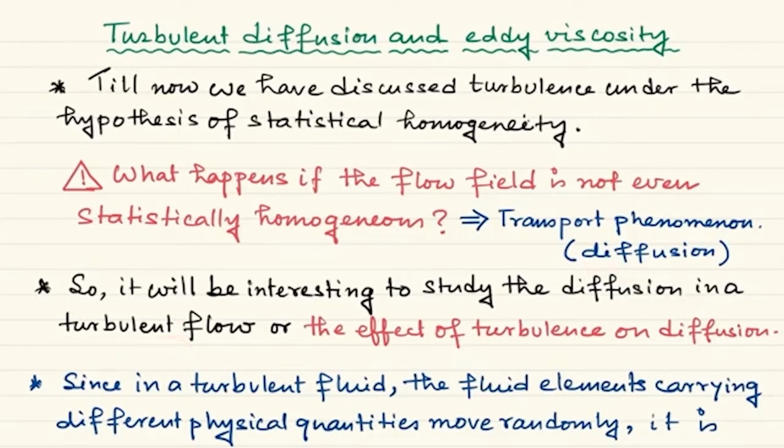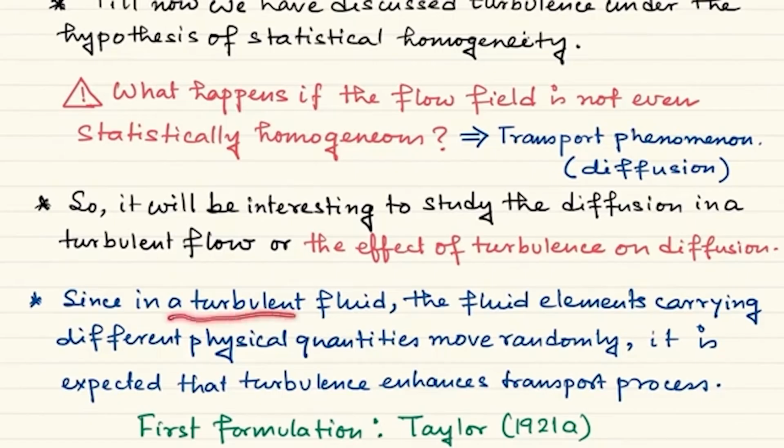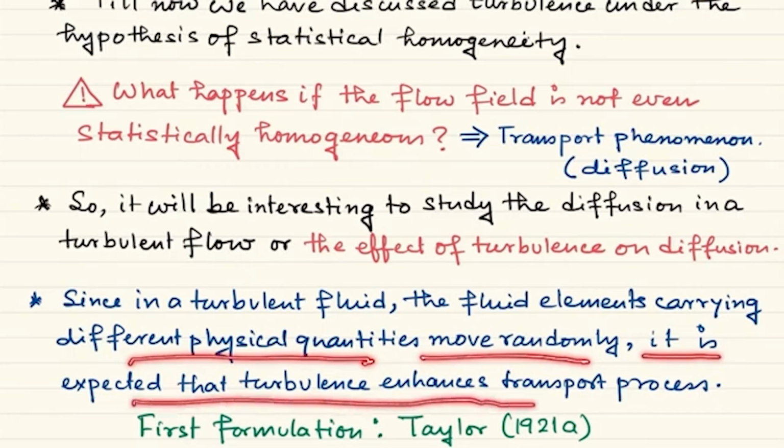Okay. So basically we are interested in the study of the effect of turbulence on diffusion, or you can say to study the diffusion in a turbulent flow. Now it is true that since in a turbulent fluid the fluid elements carrying different physical quantities, for example velocity, density, pressure, whatever, move randomly, it is somehow expected that turbulence enhances transport processes.